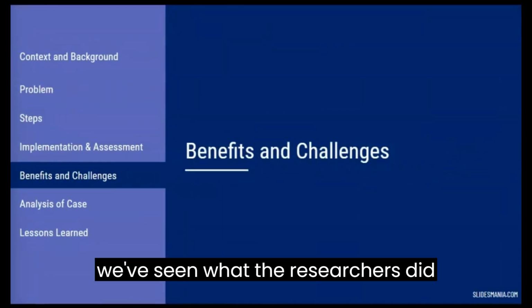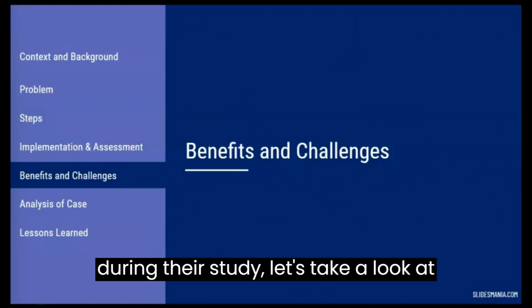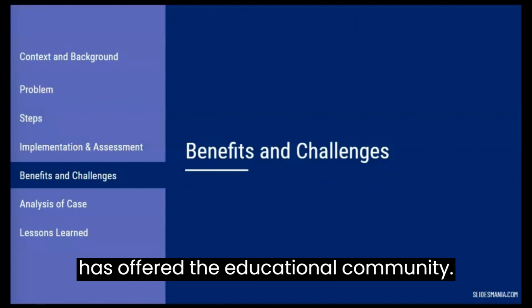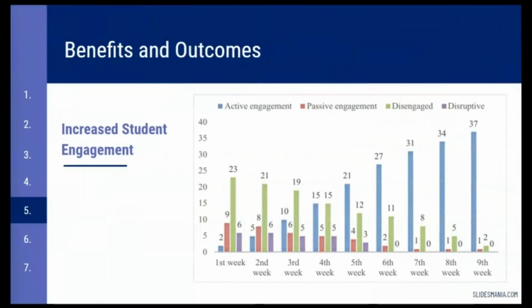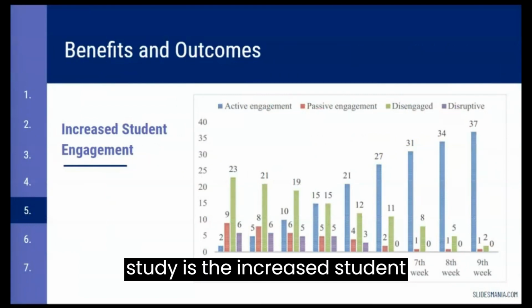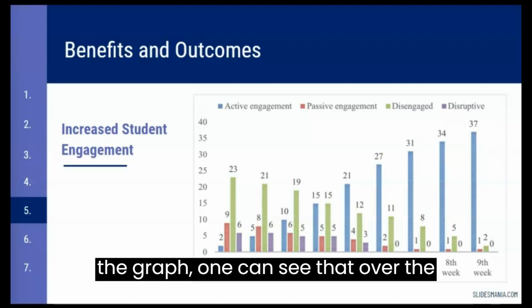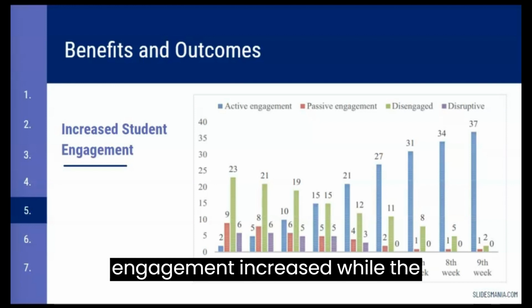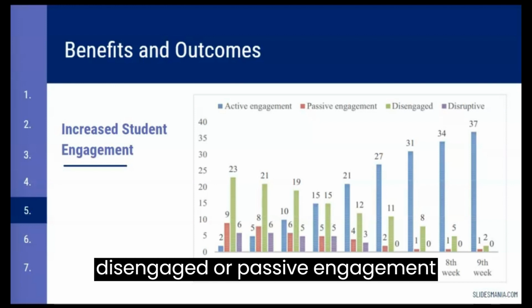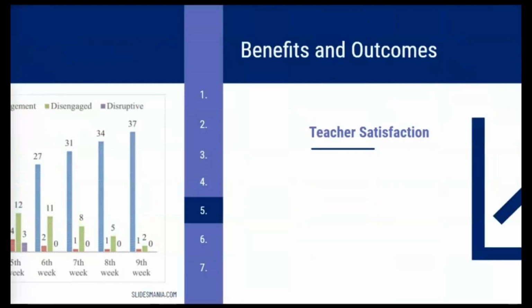Now that we've seen what the researchers did during their study, let's take a look at the benefits and challenges the study has offered the educational community. The most noticeable outcome from the study is the increased student engagement in their learning. Based on the graph, one can see that over the 9-week period, the level of engagement increased while the disengaged or passive engagement decreased significantly.